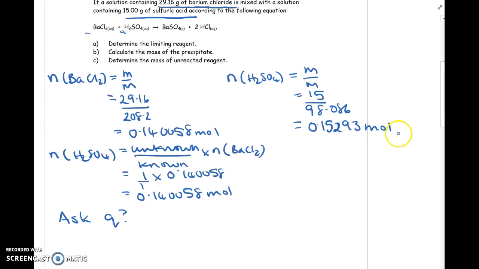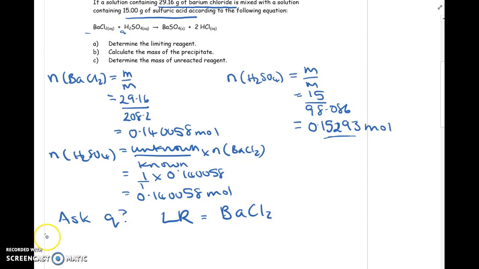So I go back to what I actually have. This is the actual quantity I've got. And you can see, looking at this, it is much larger than this number here. So this is telling me that I've in fact got plenty of sulfuric acid. And the limiting reagent, which is the one that runs out first, will be the barium chloride.